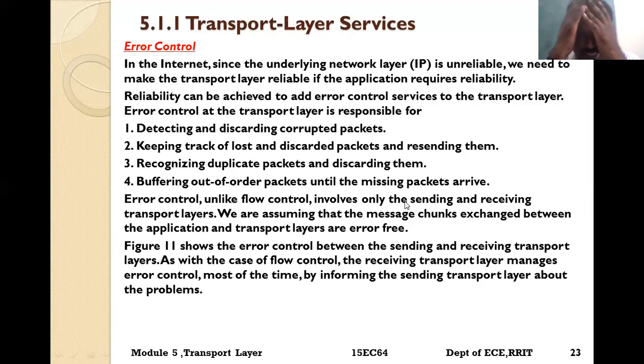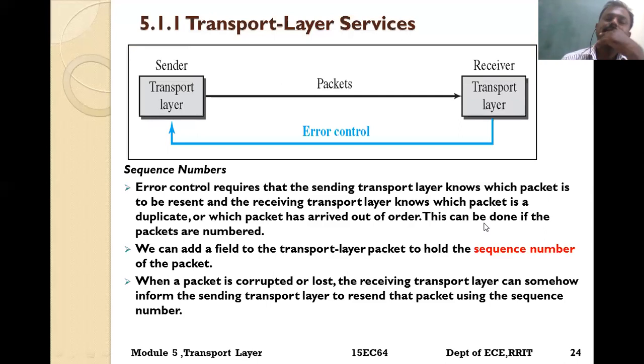Buffering out of order packets until the missing packet arrives. We use a buffer here to store the order of the packets. A buffer is a memory location. I will brief this because we have already studied error control in modules 1 and 2. I will brief the things and move forward to the main protocol here.